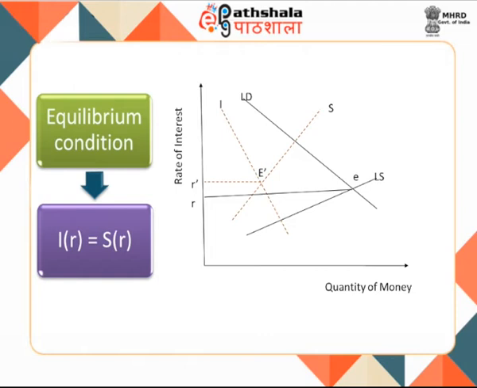The equilibrium between LD and LS yields equilibrium rate of interest R1, whereas the S and I equilibrium of the classical theory will yield R2 as the equilibrium rate of interest.